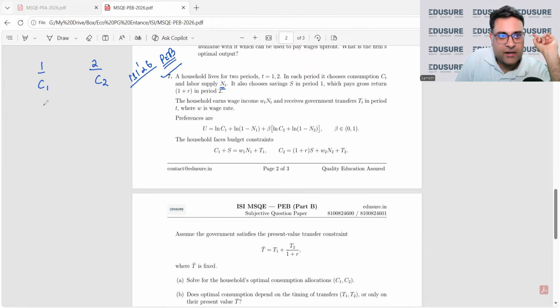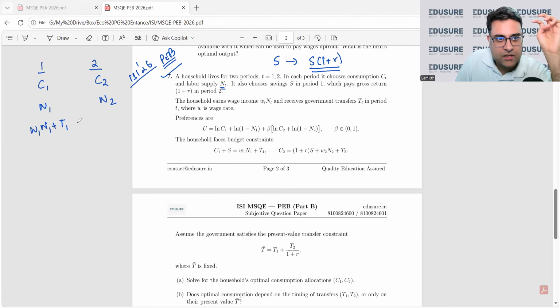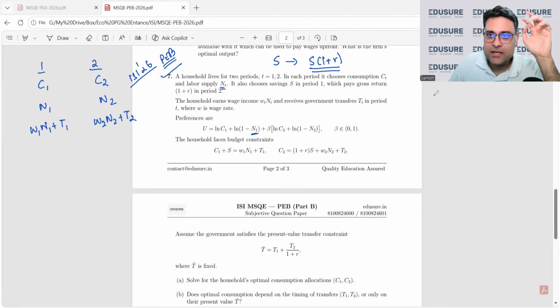Labor supply is N1 and N2. Whatever savings it makes, it gets S times 1 plus R in the next period. The household earns wage income, plus there is a government transfer. So W2 N2 plus government transfer. This N is basically the labor. And let's take L_t as nothing but 1 minus N_t. It will be easier for us to solve in that way. This is basically the leisure.